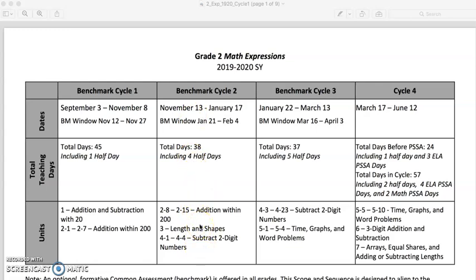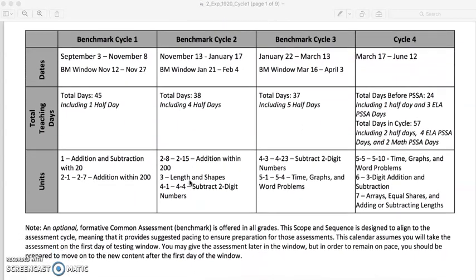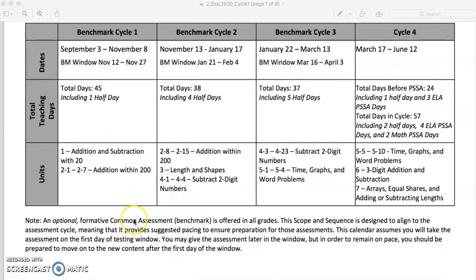Although you don't have a benchmark in Grade 2, over the past couple of years, we have provided optional common assessments. Not everyone seems to be aware of those, so if you're not, FYI, they are available. They typically have about 3 open-ended questions that align to the content that you taught in that cycle. They're available at the same time as the benchmarks.